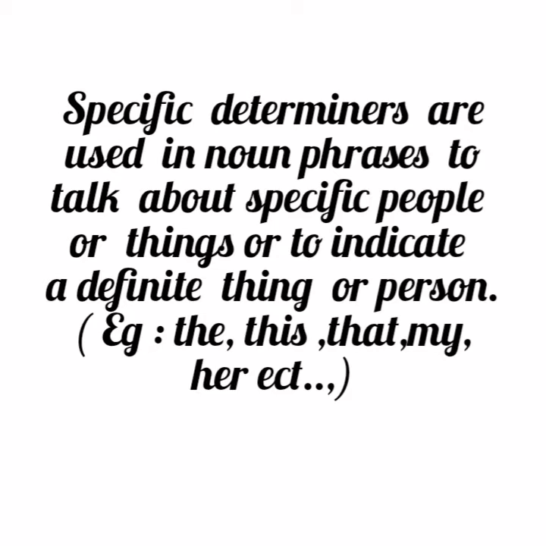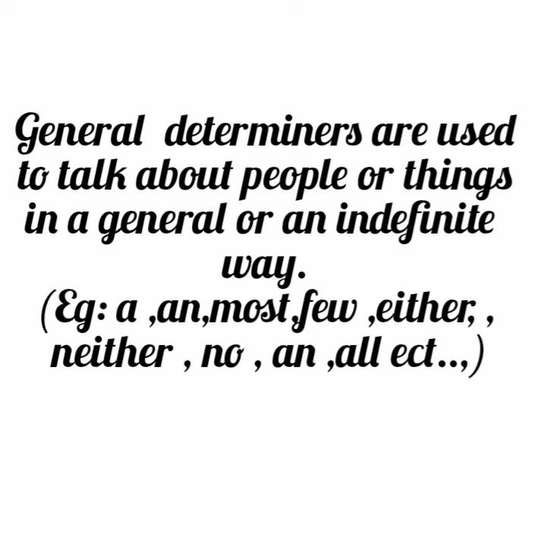Specific determiners are used in noun phrases to talk about specific people or things or to indicate a definite thing or person. Example: the, this, etc. We cannot use more than one specific determiner before a noun. General determiners are used to talk about people or things in a general or an indefinite way. Example: a, an, most, few, either, neither, no, all, etc.